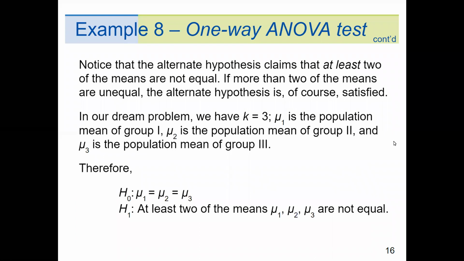All right, notice that the alternate hypothesis claims that at least 2 of the means are not equal. If more than 2 of the means are unequal, the alternate hypothesis is of course satisfied. In our dream problem, we have K equals 3. Mu sub 1 is the population mean for group 1, and so on. You can figure that part out. And the hypotheses are underneath.